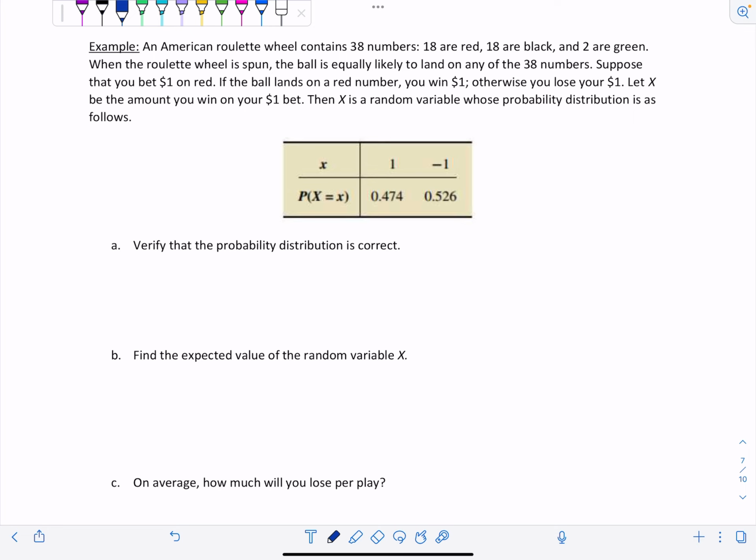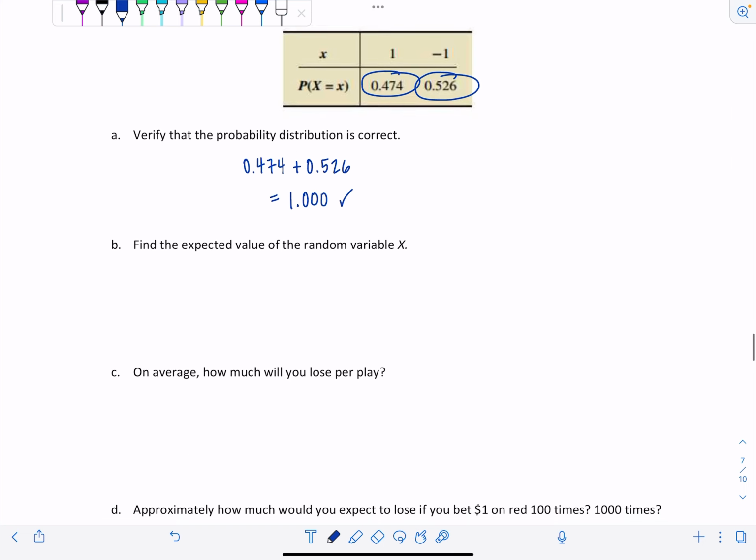So X can take on the values 1 or -1. And they gave us the respective probabilities. We could have computed it, but I guess they're feeling sorry for us. Okay, so verify that the probability distribution is correct. Well, what we need to do is just make sure that these indeed sum to 1. So let's just double check. 0.474 plus 0.526. Yep, that gives me 1.000. So we're good.